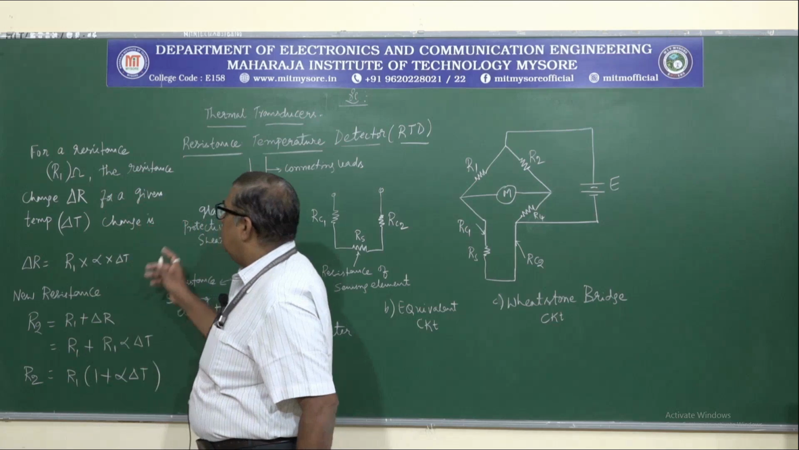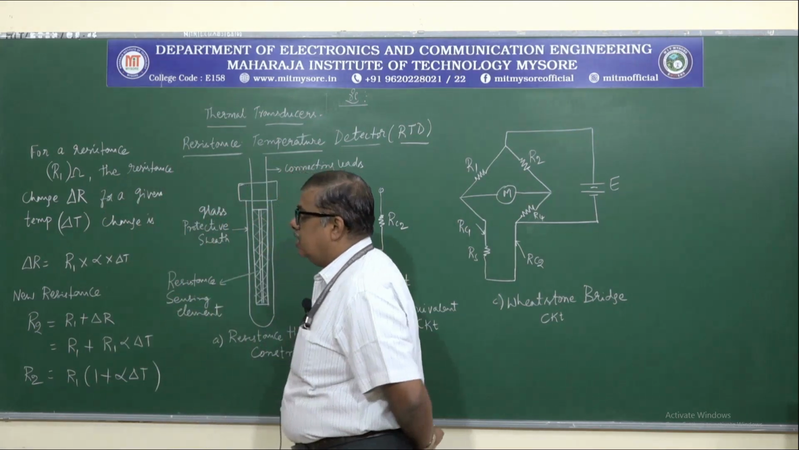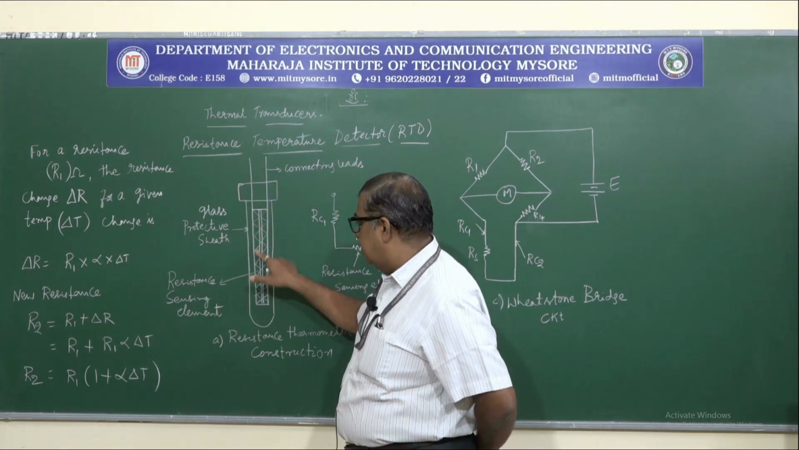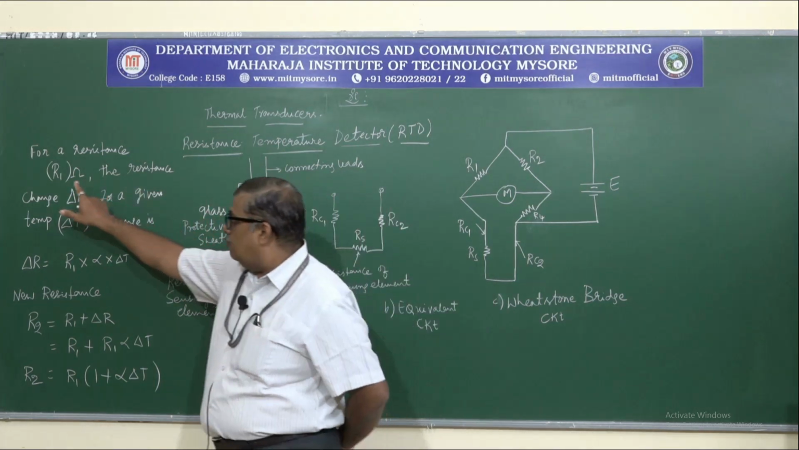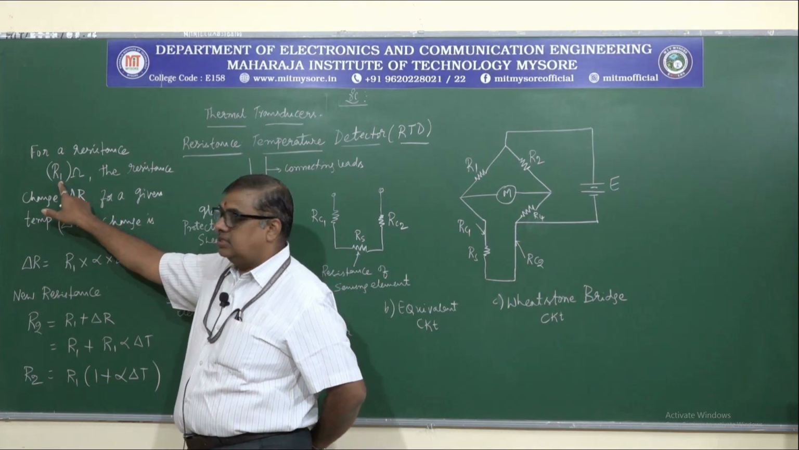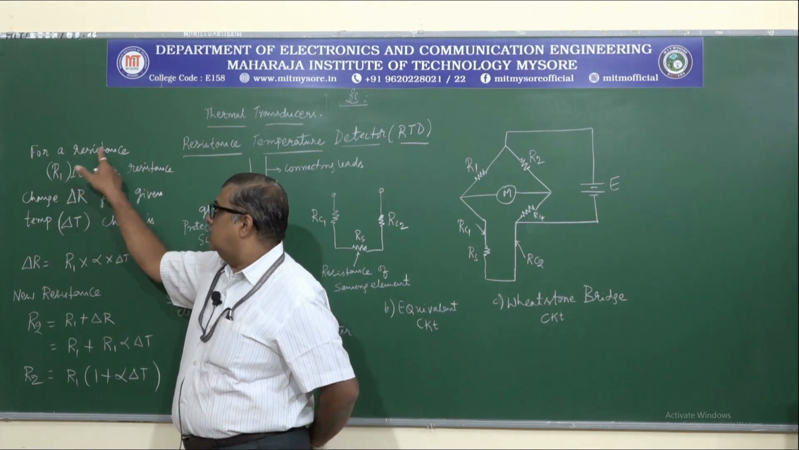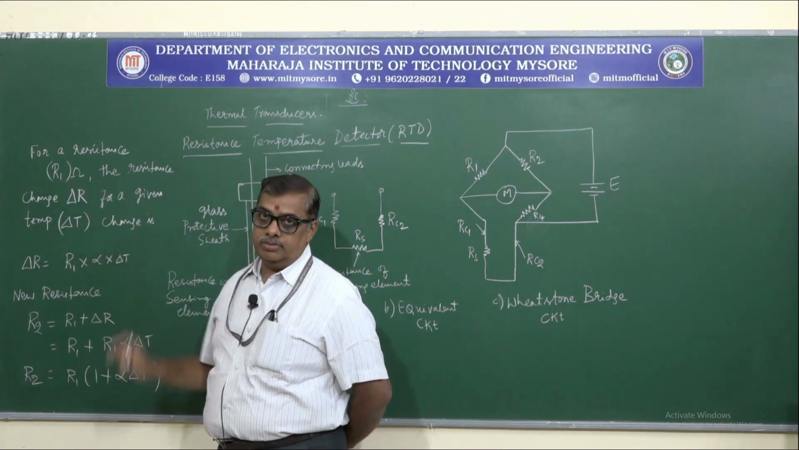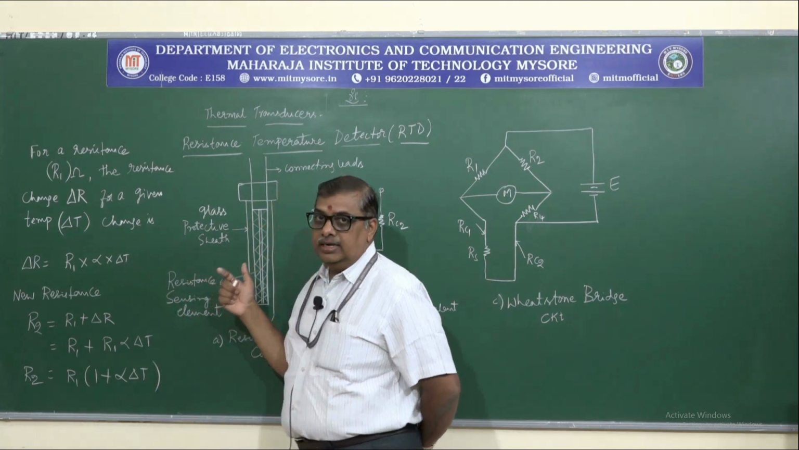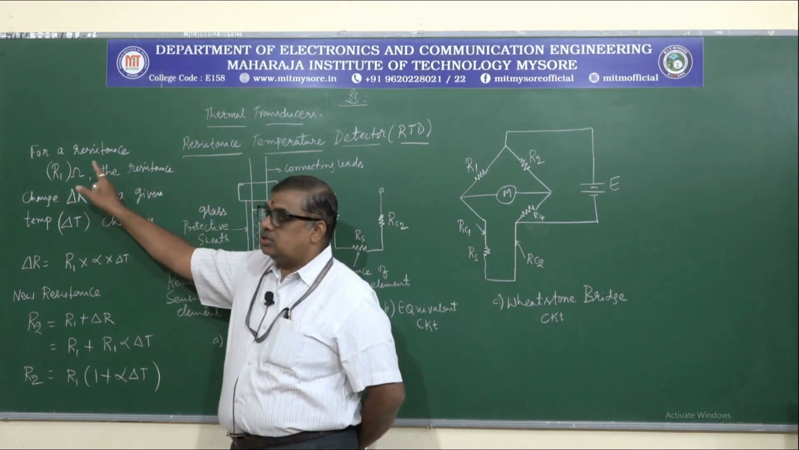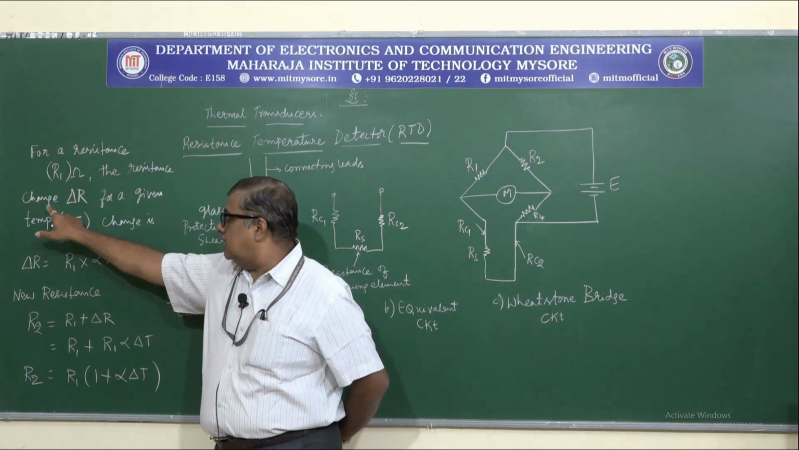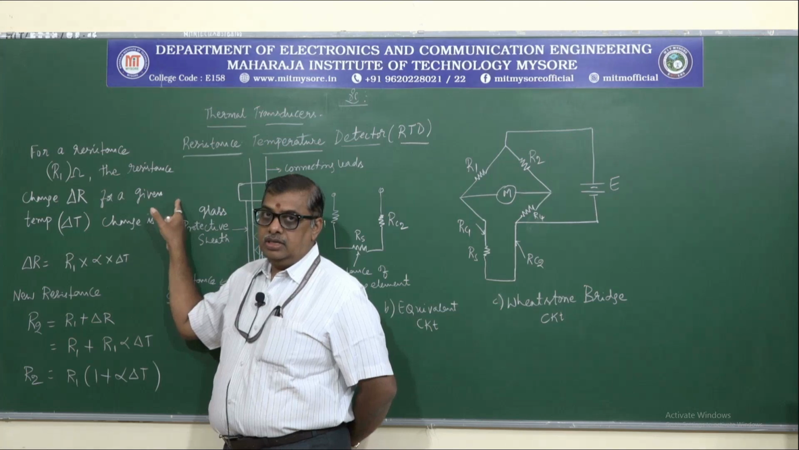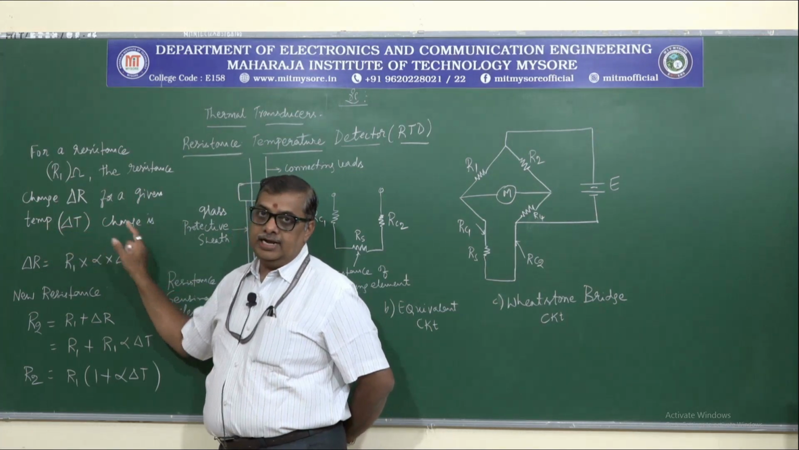For that, I have a basic equation like this. Let us assume that the initial resistance of this particular sensing material is R1. As you know, resistance is measured in ohms, so the initial resistance of the sensing material is R1 ohms. Now as the temperature changes, the resistance also changes. I call the change in resistance delta R, with the change in the temperature being delta T.